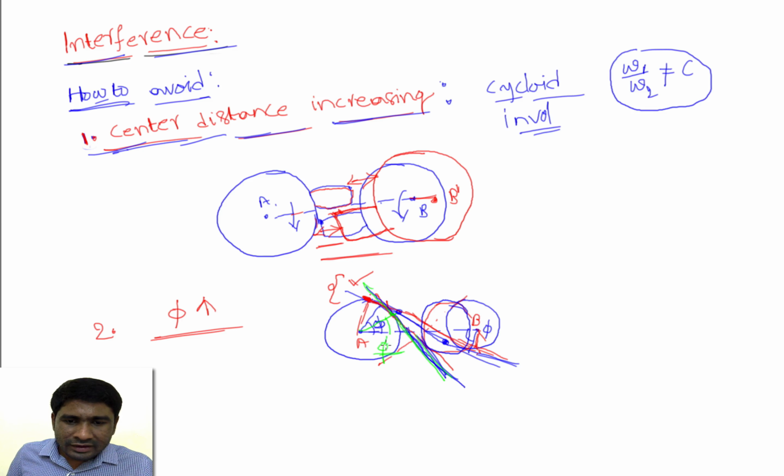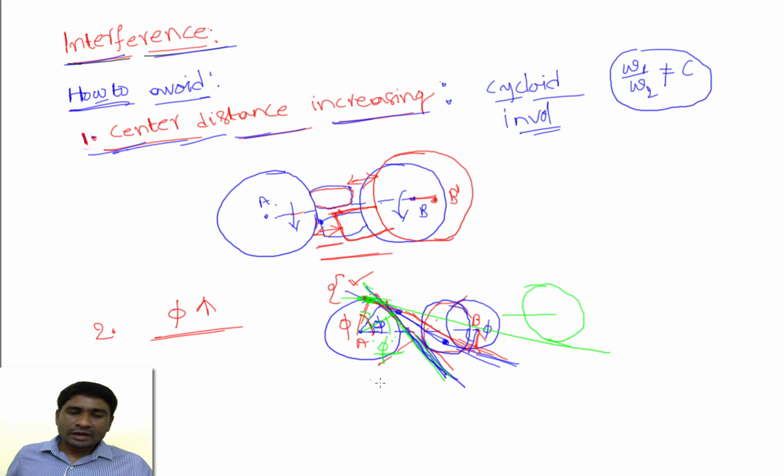So to increase the phi value, instead of bringing this gear closer to A, we need to take this gear a bit farther from A. In that case the phi value will increase. Why? Because if I draw a new tangent like this, then it will come like this, and here this is touching here. So in that case what happens? This phi value is automatically increasing.